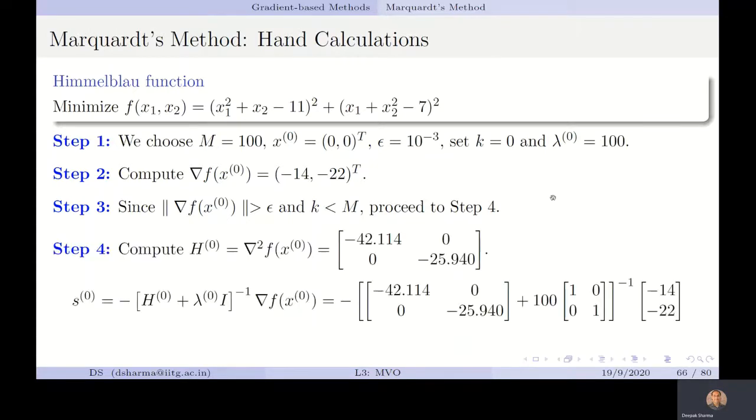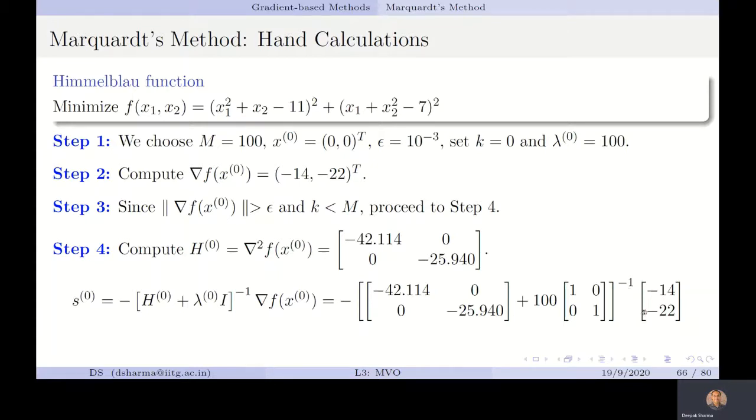Step number 4 is again finding the direction. So we start with computing the Hessian matrix. So H of 0 means we are finding the Hessian of the function at x0. So this matrix we will get. After getting this matrix, we will fit it into our formula for s0. Here on the right hand side, you can see minus the Hessian matrix plus 100 times the identity matrix, and for the whole matrix we are going to find an inverse, and that is multiplied by the gradient.